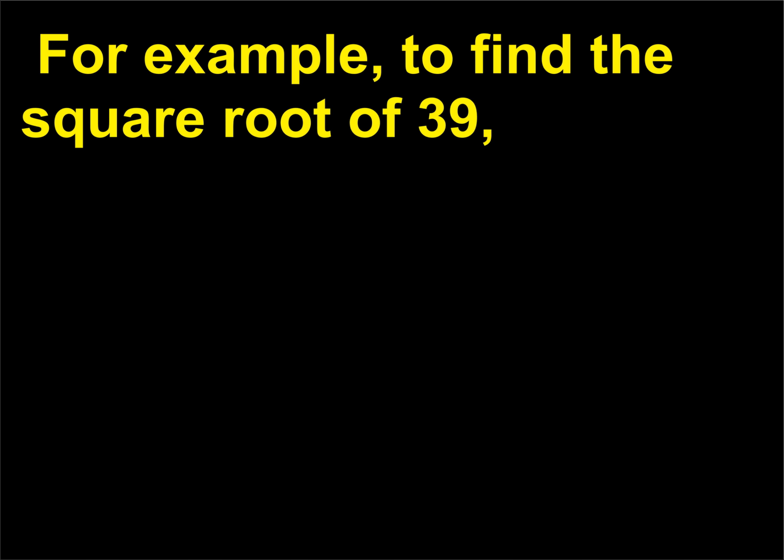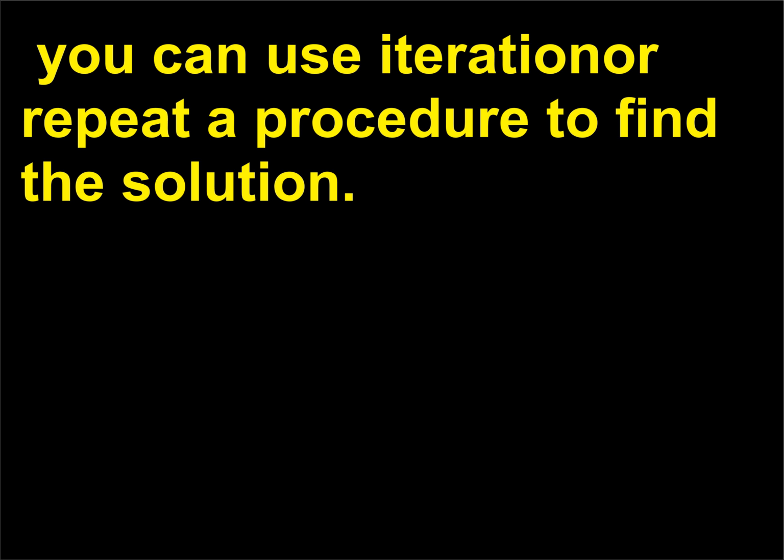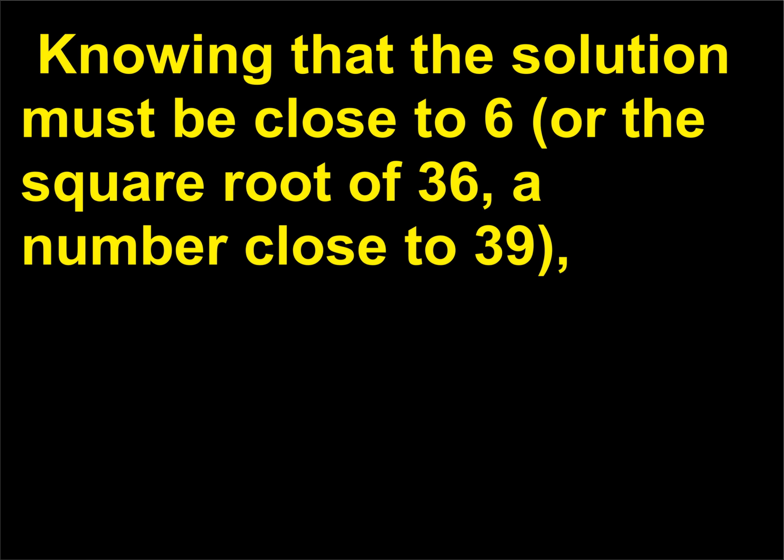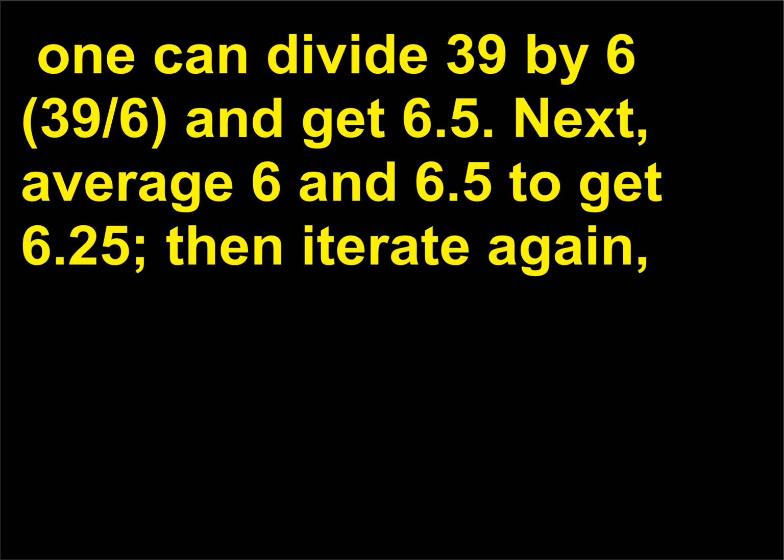For example, to find the square root of 39, you can use iteration, or repeat a procedure, to find the solution. Knowing that the solution must be close to 6, or the square root of 36, a number close to 39, one can divide 39 by 6, 39 sixths, and get 6.5. Next, average 6 and 6.5 to get 6.25, then iterate again.